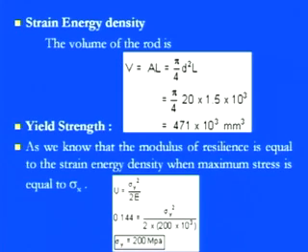Since u, which we have already calculated, is 0.144, it is equal to sigma y square divided by 2 into 200. The E is given as 200 gigapascal, so 200 into 10 to the power 3. After calculating that, we have sigma y equal to 200 megapascal. So the yield strength, calculated on the basis of the modulus of resilience, is 200 megapascal.